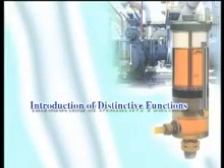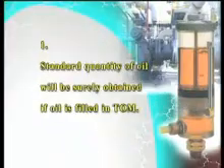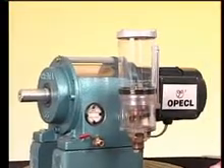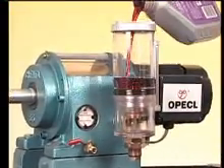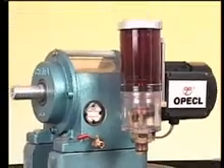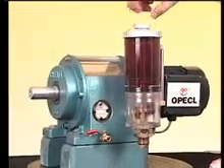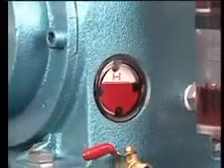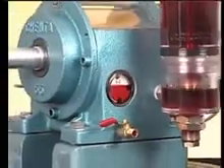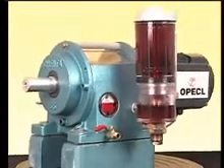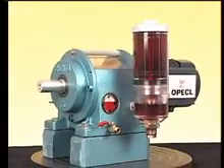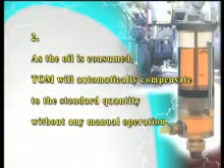Introduction of distinctive functions. Standard quantity of oil will be surely obtained if oil is filled in TOM. Unscrew the oil inlet thread plug on TOM and pour lubrication oil into it. Immediately, the oil will accurately reach the standard level we have preset. Therefore, the situation of excessive or too little oil will be avoided, and the best running condition and the service life of the machine will be guaranteed. As the oil is consumed, TOM will automatically compensate to the standard quantity without any manual operation.